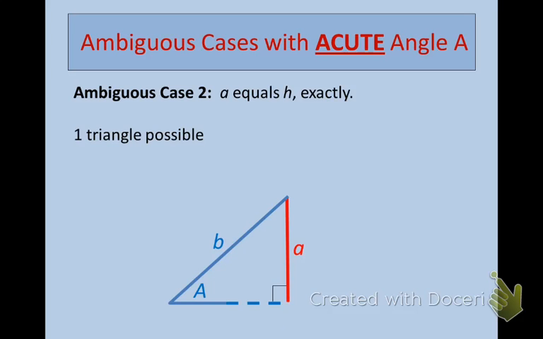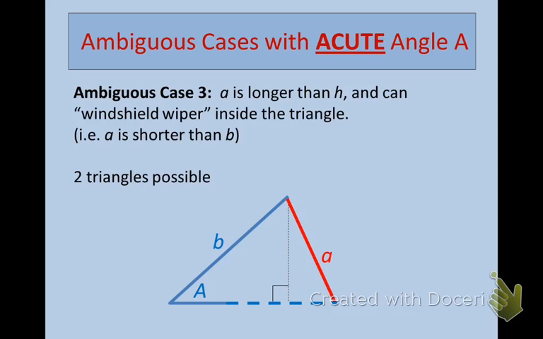Okay, what's the next case? We've done if A is shorter than the height. We've just done if A is exactly equal to the height. So what is the next case? If it's longer than the height, what does that look like? You have two possible sides in this case, okay?